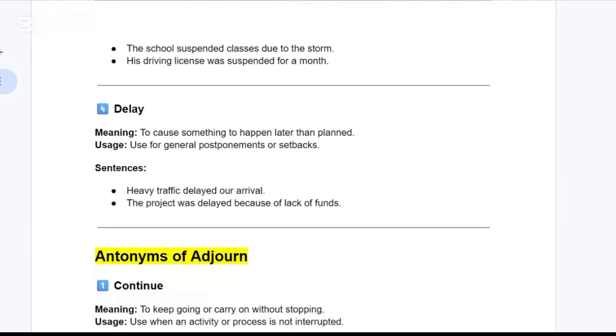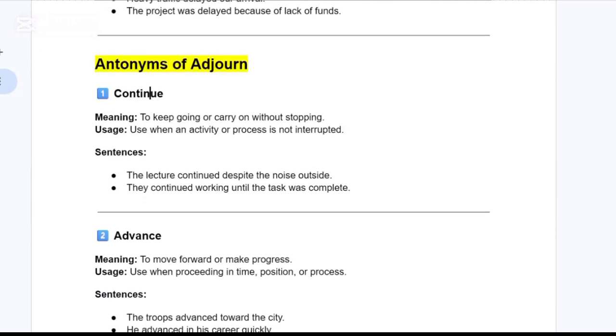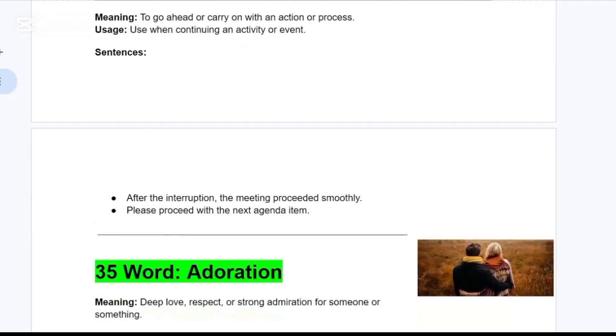Delay, to cause something to happen later than planned. It is used for general postponements or setbacks. Heavy traffic delayed our arrival. The project was delayed because of lack of funds. Antonyms: continue, advance, proceed.